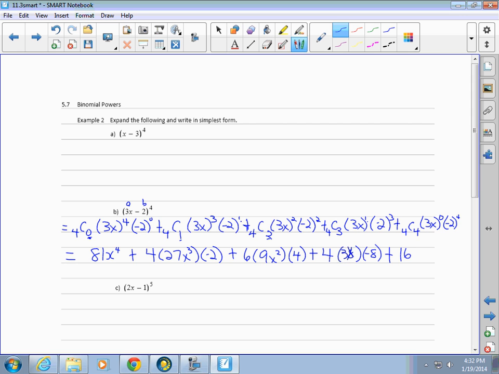So if I finish my simplifying here, 81x to the 4th, plus 4 times negative 2 is negative 8 times 27. So this becomes not a plus, but a minus 216x cubed. So the next one, 6 times 9 times 4 is plus 216x squared. Oops, I shouldn't put my sign until I do my math. 4 times negative 8 times 3 is negative 96x, and then plus 16. So that is that expanded.